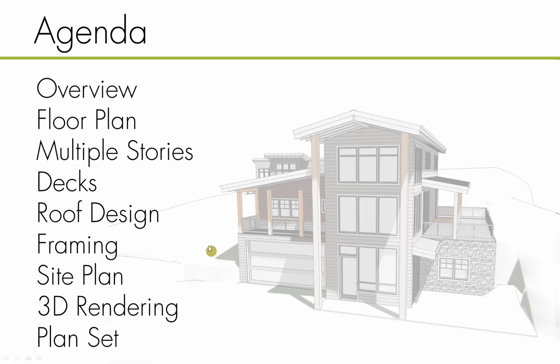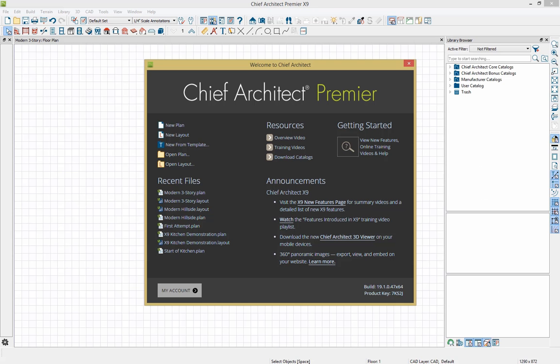I'm going to go over the program a little bit, show you where the tools are set and so forth, and then we'll get into that floor plan creation, build multiple stories, build decks, get into our roof design a little bit. I'll show you our framing tools, and then we'll get into our site plan, 3D rendering options, and at the end we'll cover a materials list, schedule options, and a plan set. So let's get going in Chief Architect here.